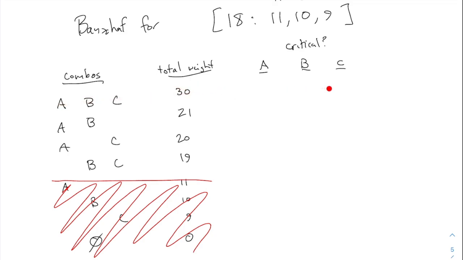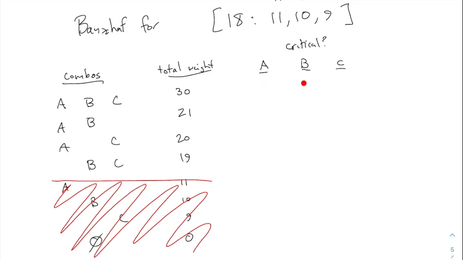In the first row, it adds up to 30. I ask myself, for example, with A, do I really need the A in there to make it to 18? The answer is no, because A is worth 11. It adds up to 30 as is. If I take the A away, it adds up to 19, which still makes it to the quota. So that means A is not critical, and so I am not going to put a check mark next to the A.